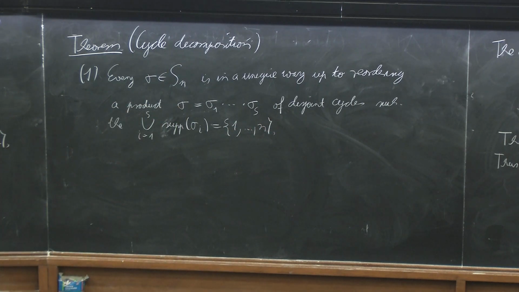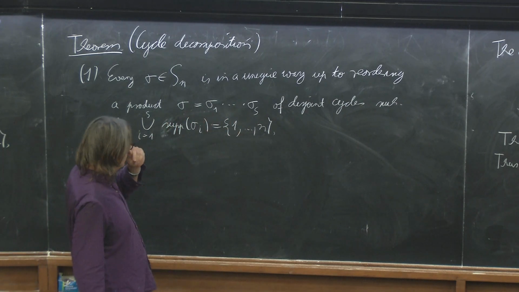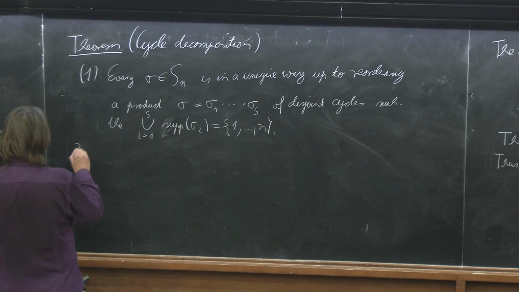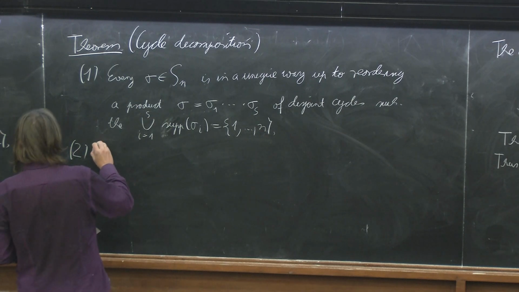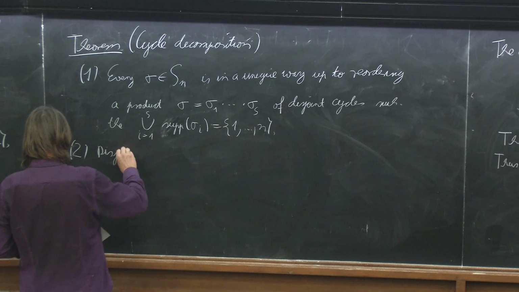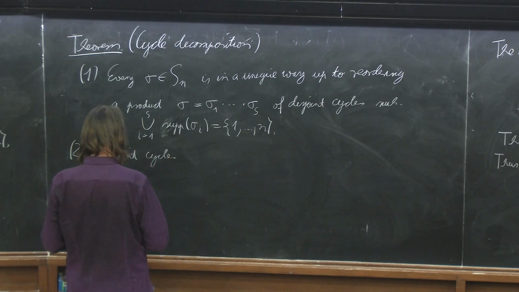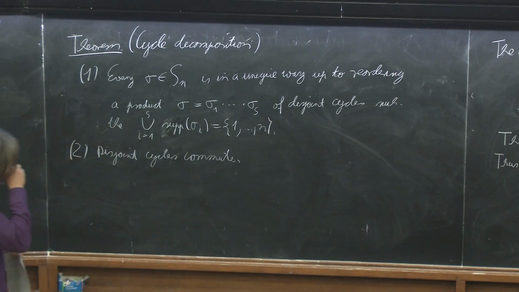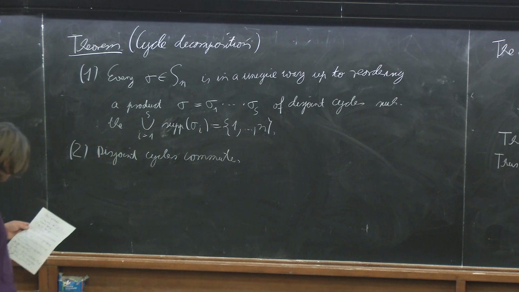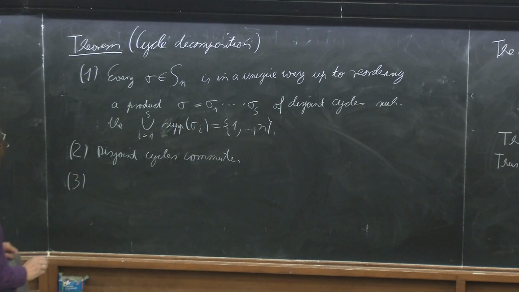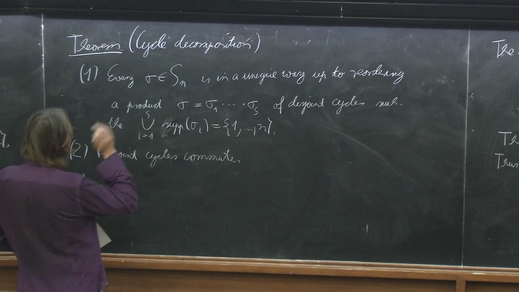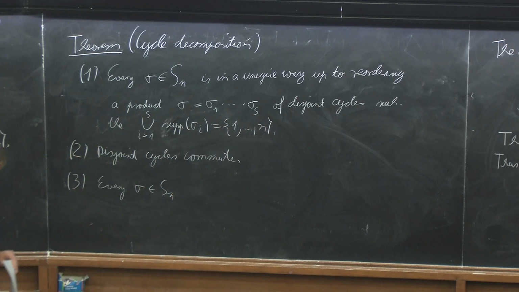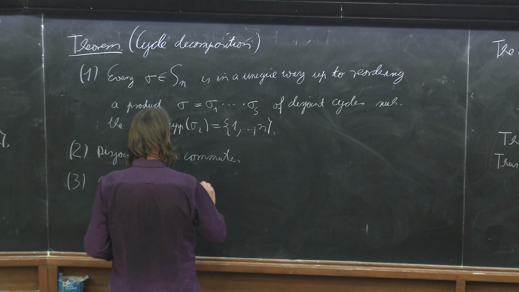Okay. So reordering just means that, as we will see in a moment, disjoint cycles actually commute, so you can put them in any order. And so the second statement is that 2 disjoint cycles commute, so sigma tau is equal to tau sigma if they are disjoint. And the third one is a kind of trivial consequence of the first. Every sigma in Sn can be written as a product of transpositions. It's a finite product.